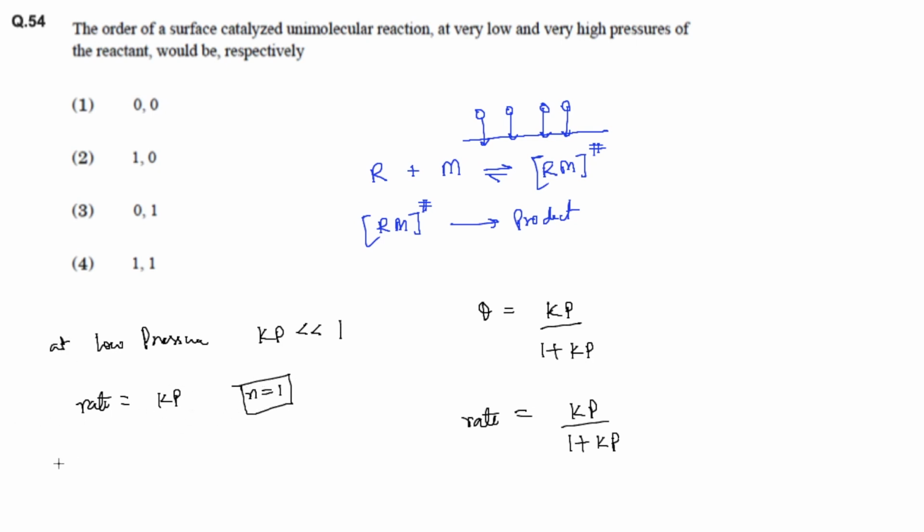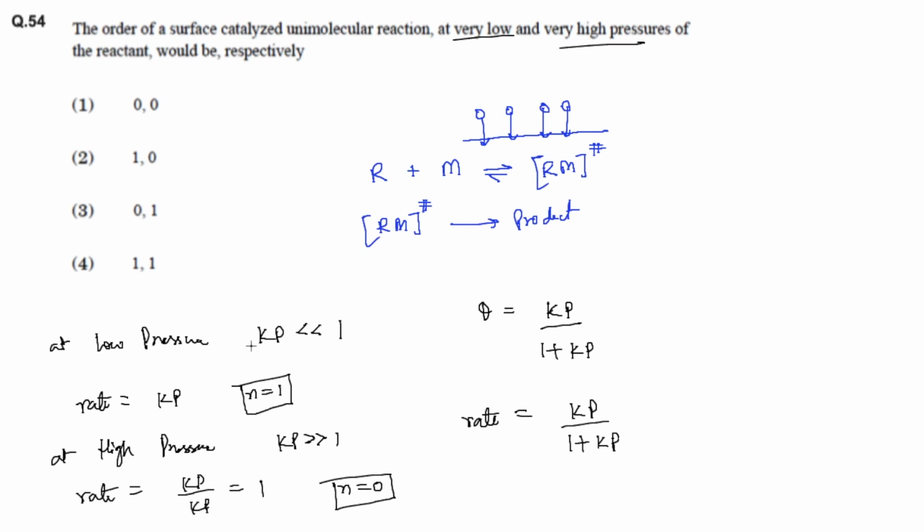And what is going to happen at high pressure? At high pressure, your Kp will be greater than 1. So you can put Kp over here. So your rate will be equal to Kp upon Kp. So this is going to be 1, or it's going to be constant. So the order will be equal to 0. So at very low pressure it's a first order reaction, at high pressure it's a 0 order reaction. So the correct answer will be option number 2.